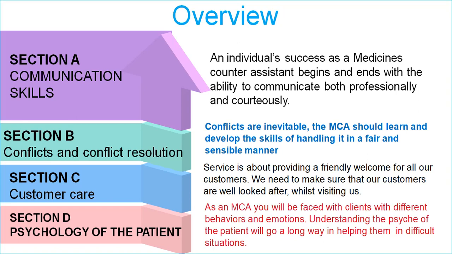Then we'll talk about Section B. Section B will also roughly take us about 2 lectures, and we are going to talk about conflict and conflict resolution. Conflicts are inevitable. Inevitable means that it's difficult for us to avoid it. Conflict will always come. Basically, conflict is a disagreement between one or more people. Now, the MCA should learn and develop the skills of handling it in a fair and sensible manner. At the end of the day, when there are conflicts at the pharmacy, we should be able to handle them in such a way that the pharmacy is going to be productive.